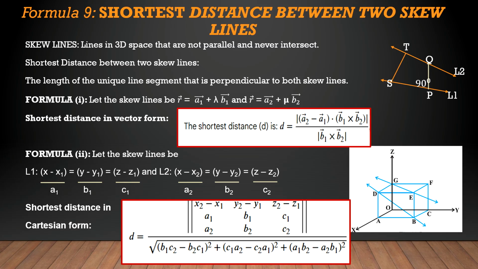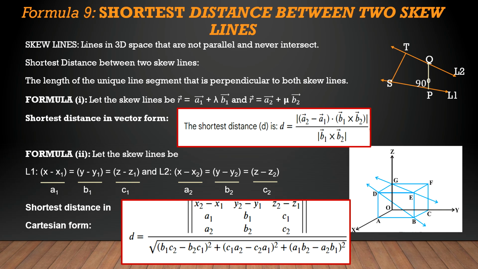And the shortest distance between two skew lines, as I have shown, if L1 and L2 are two skew lines, is given by the perpendicular between them. PQ is the perpendicular, it will give the shortest distance. Two important formulas for this. First formula is in the vector form. So if vectors are given for both the lines, first line A1 plus lambda B1 and second line A2 plus mu B2, then in this case you can have the shortest distance in vector form.